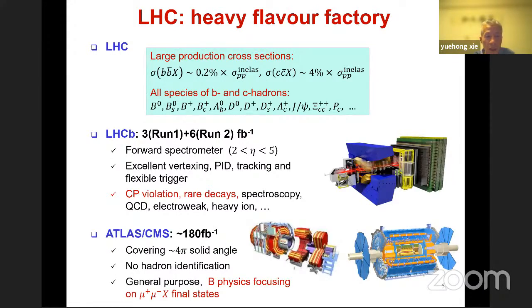B physics is also an important part of the ATLAS and the CMS physics program, but they mainly focus on B physics with mu plus mu minus in the final state. So far, LHCb has accumulated 3 inverse femtobarn of data in Run 1 and 6 in Run 2, and ATLAS and CMS have accumulated about 180 inverse femtobarn.